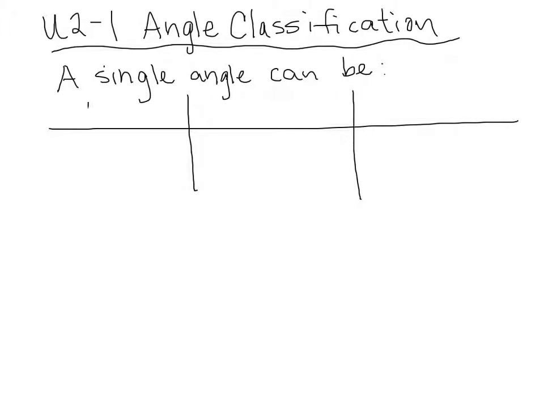We could have an acute angle. We could have a right angle. And we could have an obtuse angle. Okay, and these words might be familiar to you. So let's talk about what each of these mean and draw a quick picture to go with them.